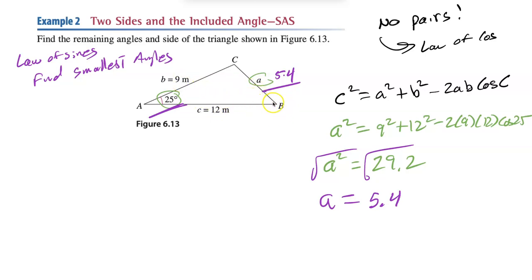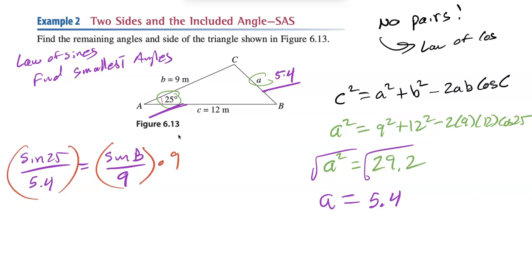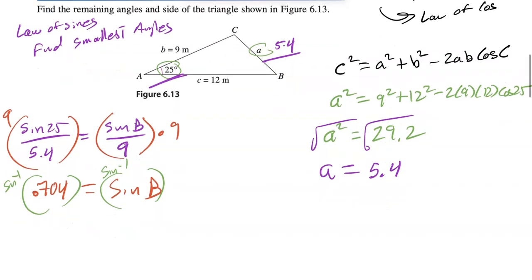Let's do angle B, the smaller one. So we're going to do sine of 25 over 5.4 is equal to sine of B over 9. Again, I'm not going to do C because it might be obtuse, and if it's obtuse, law of sines can't do it. So then I'm going to solve for this. I'm going to times both sides by 9. I'm going to get sine of B equals 0.704. Sine inverse both sides, and I get B equals 44.8 degrees.